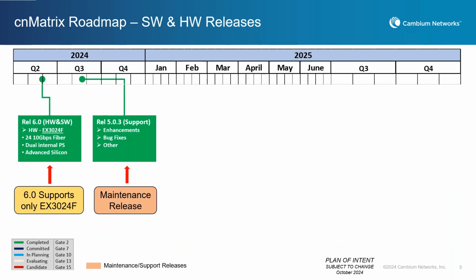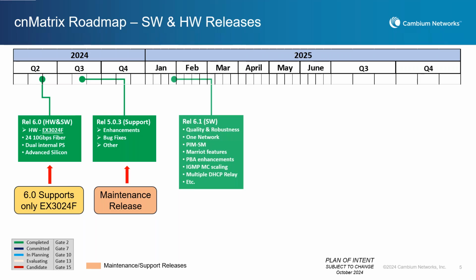So where are we with our roadmap? Up until just a few weeks ago, these are the releases that we had out. We had our 6.0 release that supported our new fiber aggregation switch, the EX3024F. And then back in late summer, we released 5.0.3, which was a big release for us. It had a lot of performance improvements and some small enhancements. But just recently, about a month ago, we released our 6.1 release, which is for all of the switches in our portfolio. And this is the topic for today's webinar.